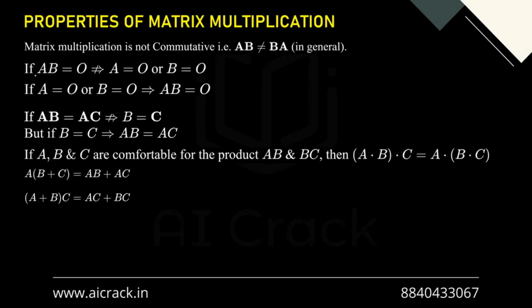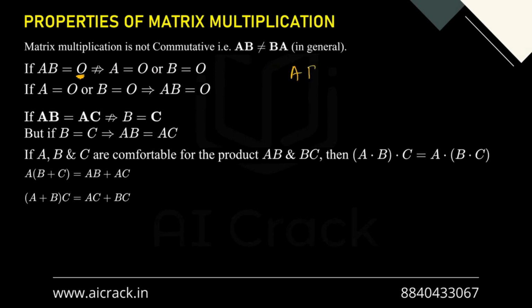Okay. Now, if AB equals O, this is a null matrix, not zero, that doesn't mean A equals O or B equals O. In our regular algebra, what we used to do is if the product of two variables equals zero, then we say that either A equals zero or B equals zero. That regular algebra is not applicable over here. Why? I'll tell you why.